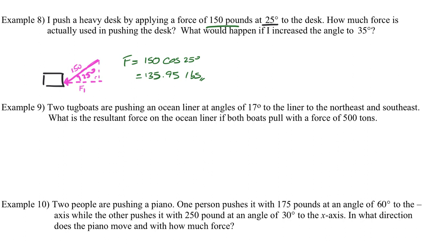It's also asking what happens if I increase the angle to 35. So now instead of being 25 here, it's just going to be 35 degrees. Again, I'm doing the same thing. F equals 150 cosine of 35 degrees. So 150 cosine of 35 equals 122.87 pounds, not degrees. Right, so pounds.